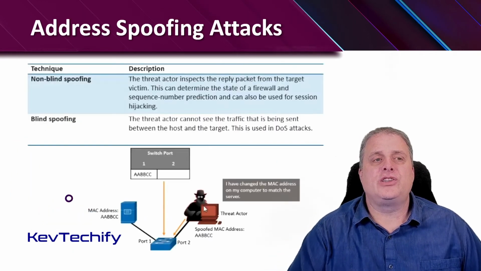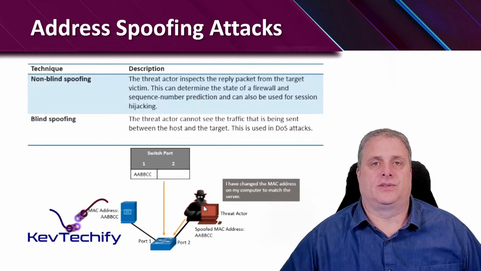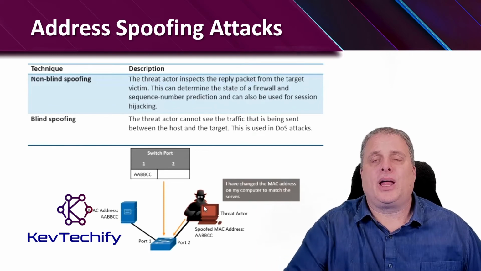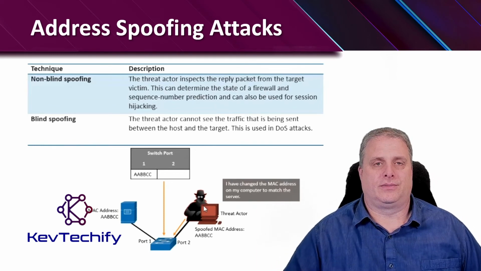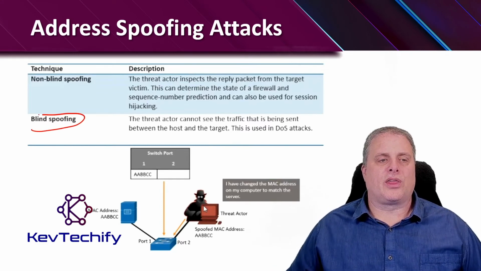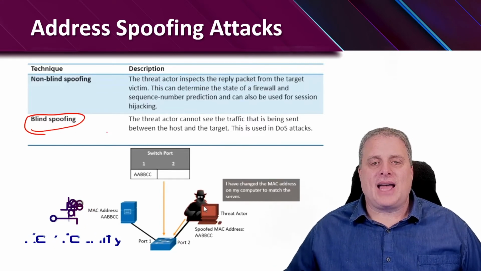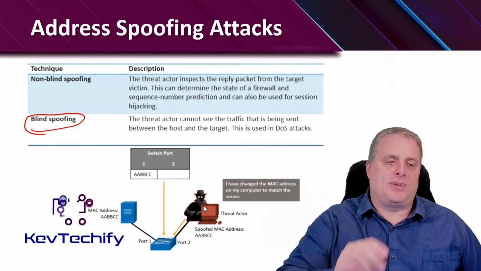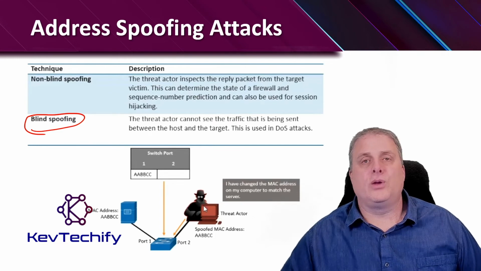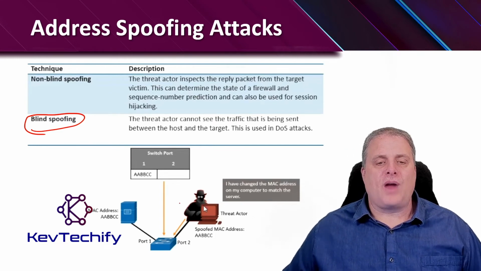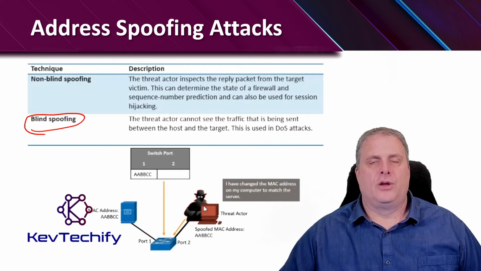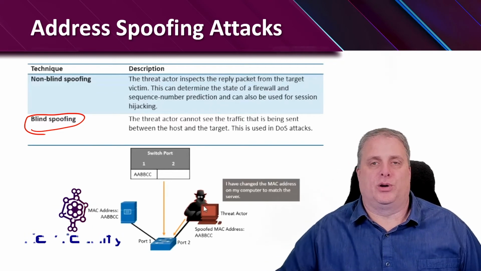Lastly, we have address spoofing attacks themselves. This is commonly when we can see non-blind and blind spoofing. Blind spoofing is the easiest to talk about. This is where the threat actor cannot see the traffic that is being sent between the host and the target device. And with blind spoofing, we have our threat actor trying to manipulate MAC addresses for their own denial of service attack purposes.